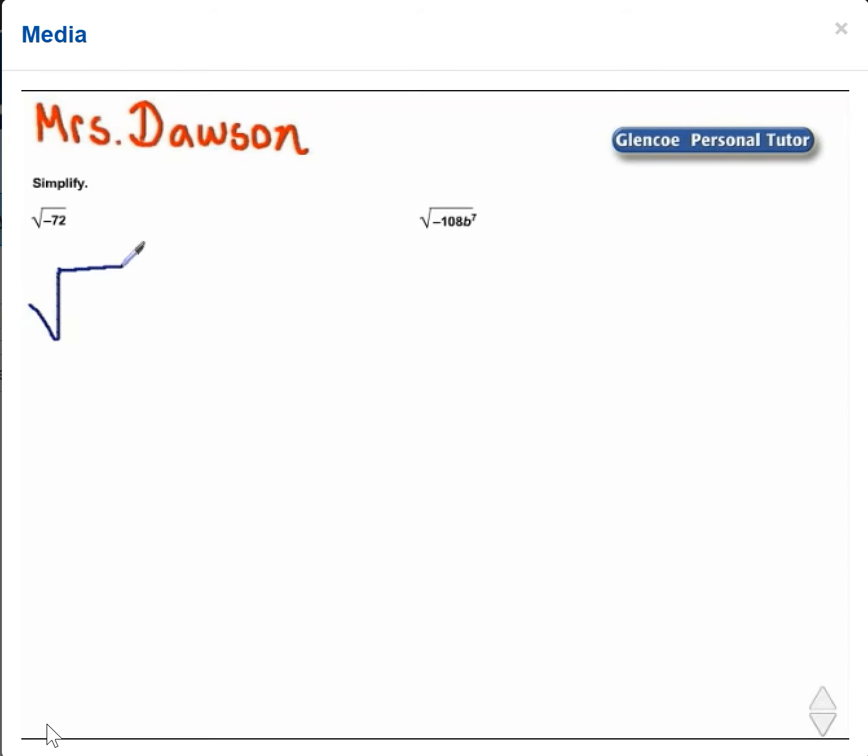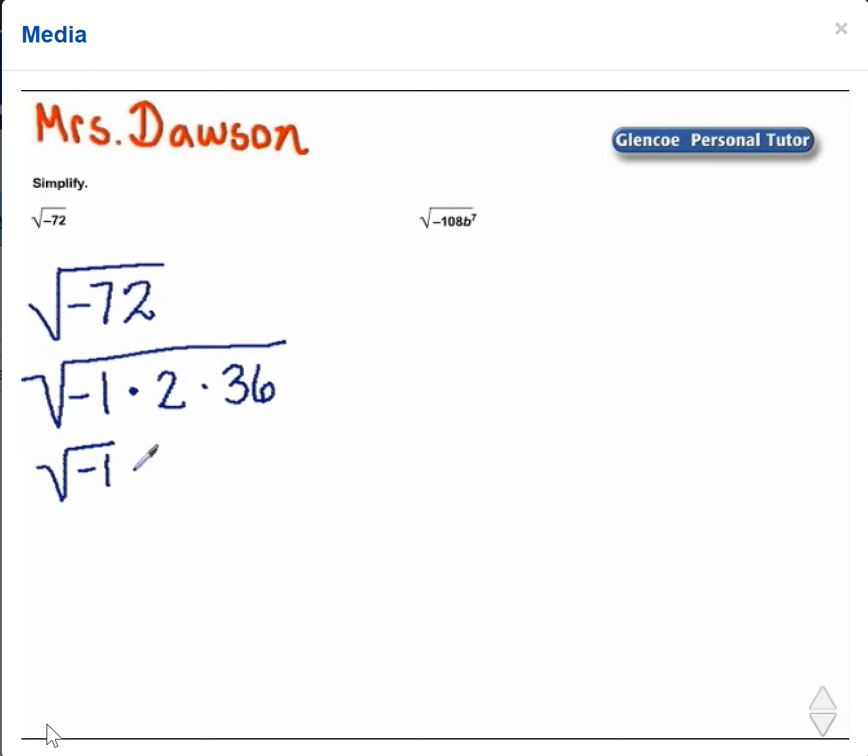Let's begin by rewriting the first question. The square root of negative 72. We can rewrite this expression as a product of the factors. So negative 72 is negative 1 times 2 times 36. Negative 1 times 2 times 36. And then we can take the product of each of the square roots of those factors.